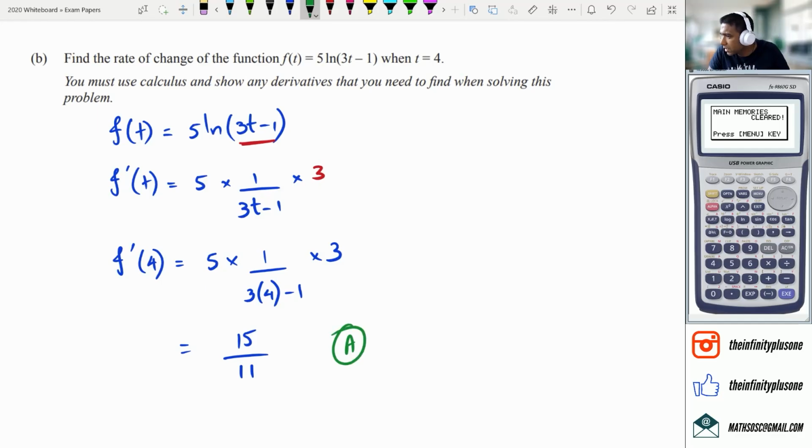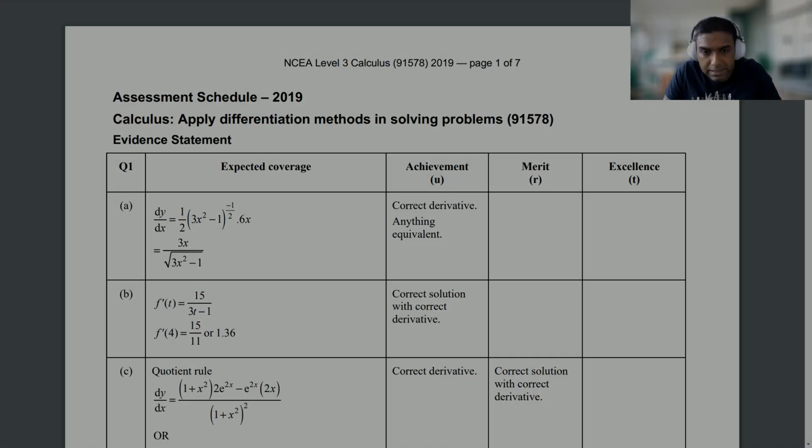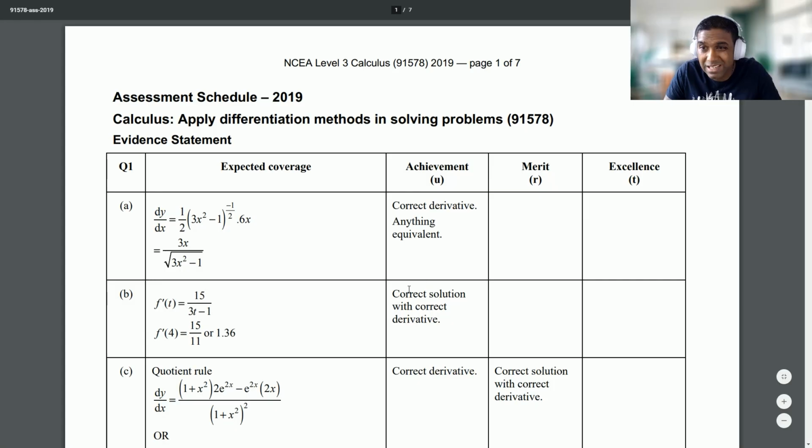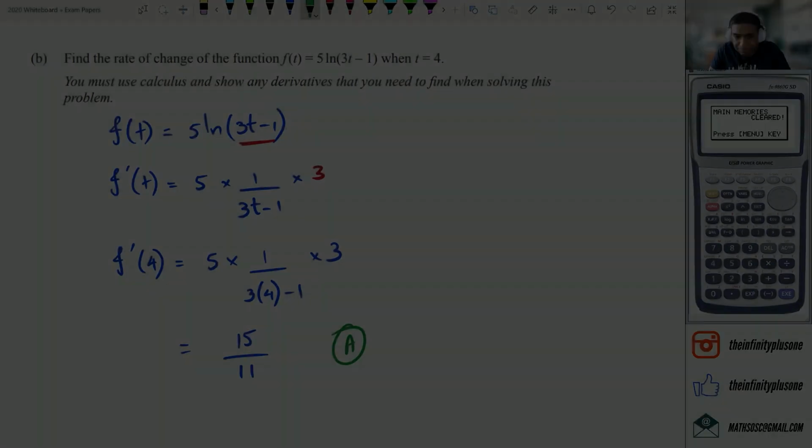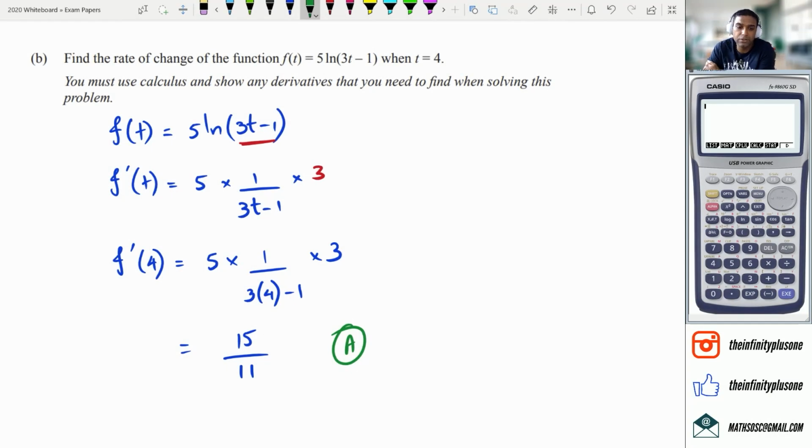And having a look at that answer schedule there, as you guys can see, you need a correct solution with the correct derivative. So you do need both of them. I guess the reason why you need both the derivative and the answer is because you can actually use your calculator to get the answer. And I'll show you guys how to do this.